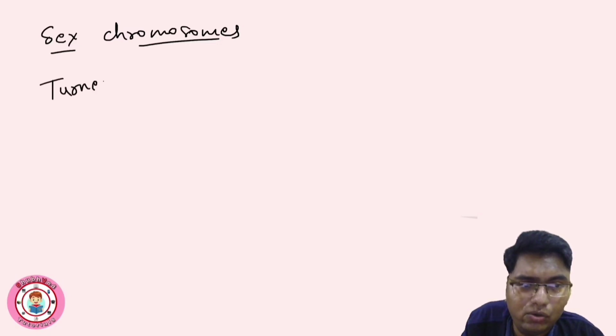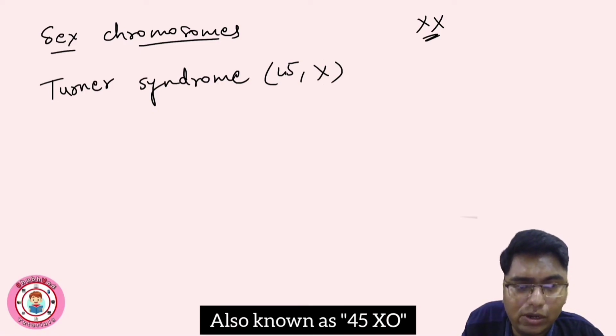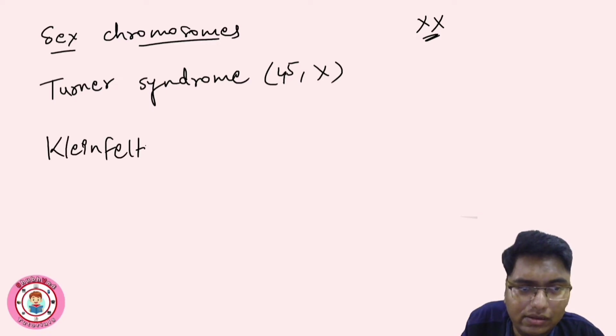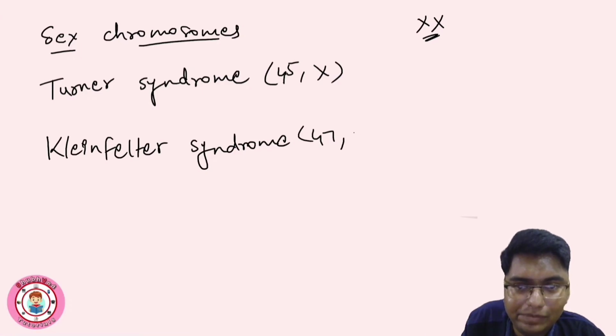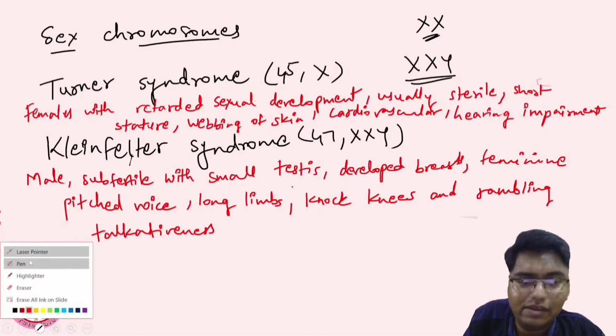First is Turner syndrome. Genotype is 45X. Instead of two X chromosomes, there is only one X chromosome in these females. So there will be abnormal sexual development, and developmental abnormalities will also be there. The next is Klinefelter syndrome. It results from 47 chromosomes, XXY. So instead of XY in males, there is one extra X chromosome. So there is a combination of male and female phenotype here.